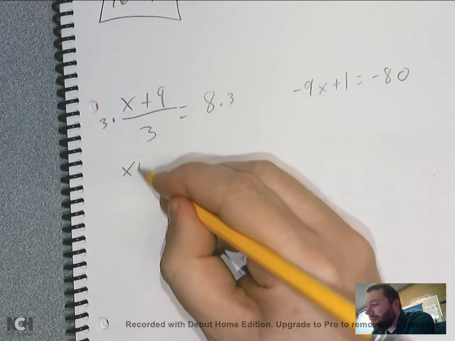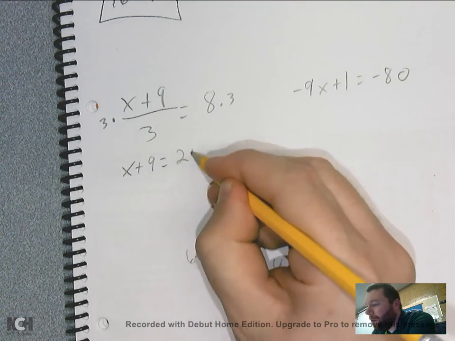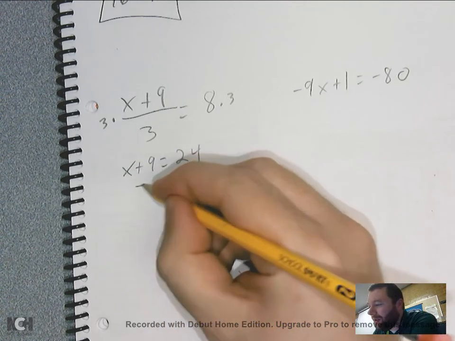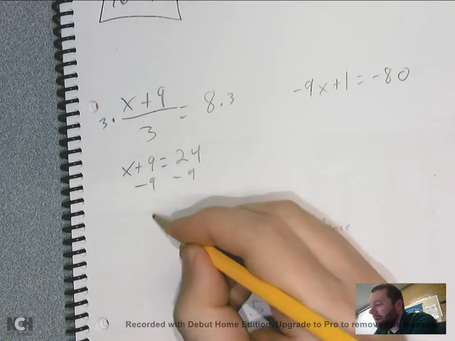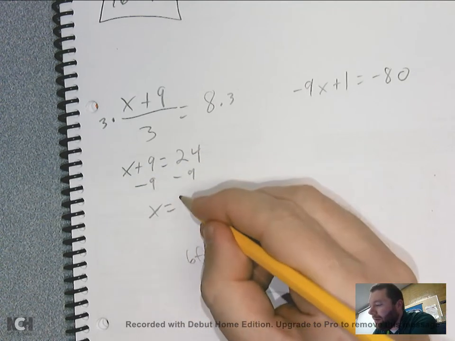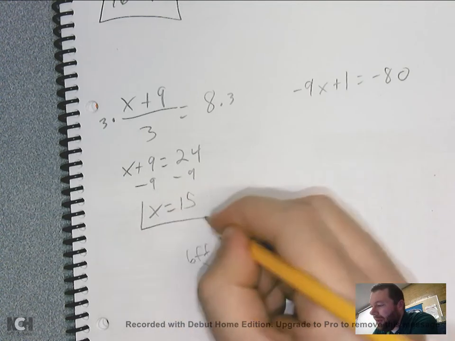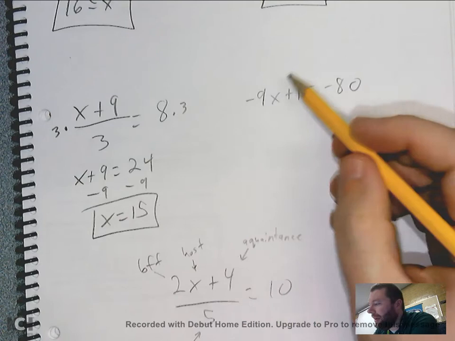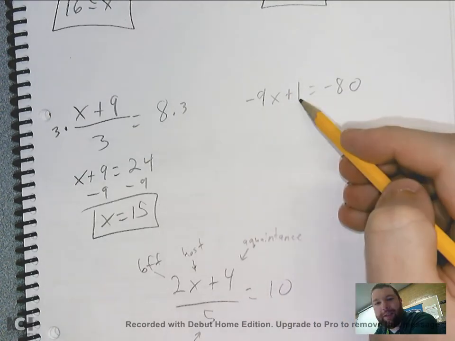It's going to give me x plus 9 is equal to 24. And then I just got to get rid of this acquaintance. He's adding, so I'm going to subtract 9 from each side. And x is going to equal 15. X by itself, I'm done. Right? One last problem. Again, I've got a best friend and an acquaintance here.